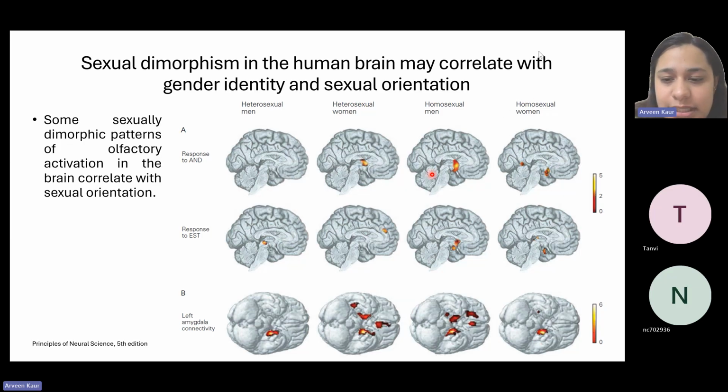Another similar response: in this left amygdala region connectivity, you can see it is very similar between heterosexual women and homosexual men, and similarly it is very similar in heterosexual men and homosexual women, right? So that shows us that our sexual orientation is going to affect the kind of brain dimorphism that is there within us, right?